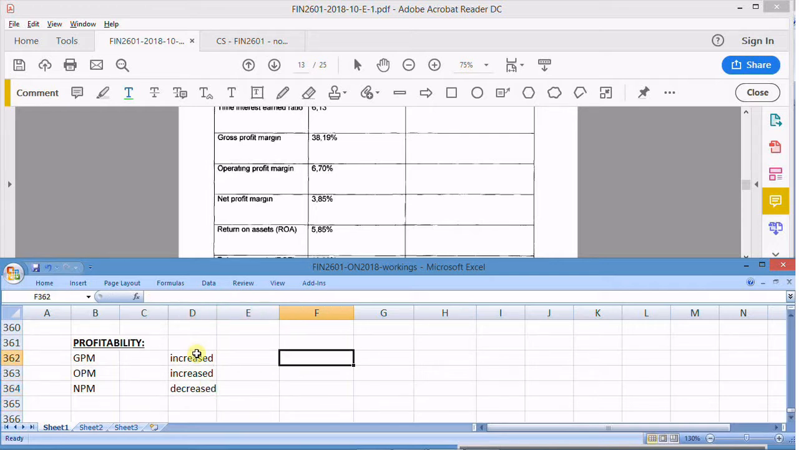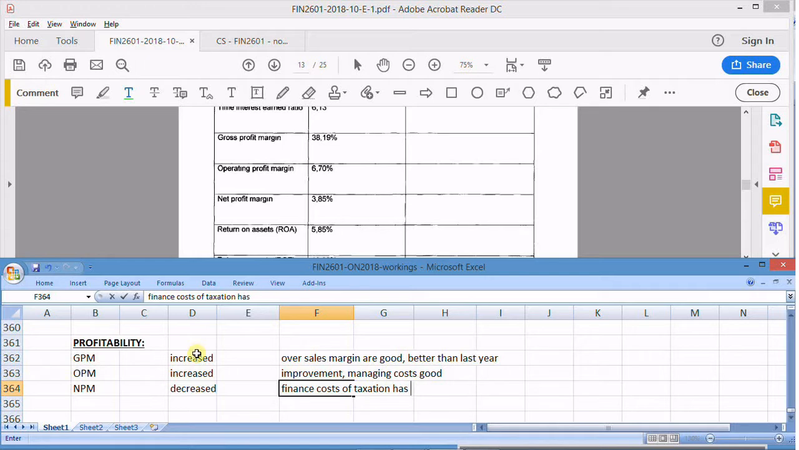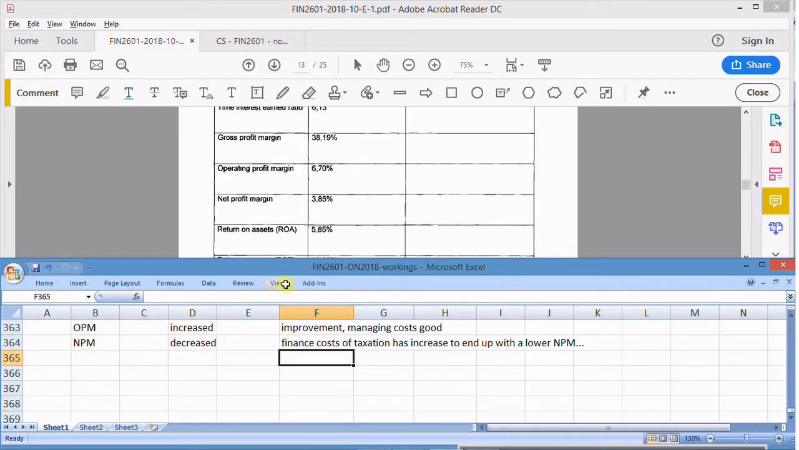Okay, so gross profit. Our sales margins are good, better than last year. Okay, operating profit, improvement, comma, managing costs, good. Net profit though, finance costs or tax has increased to end up with a lower net profit margin. Okay, because just look at the steps, that's all. Okay, and then that's it.